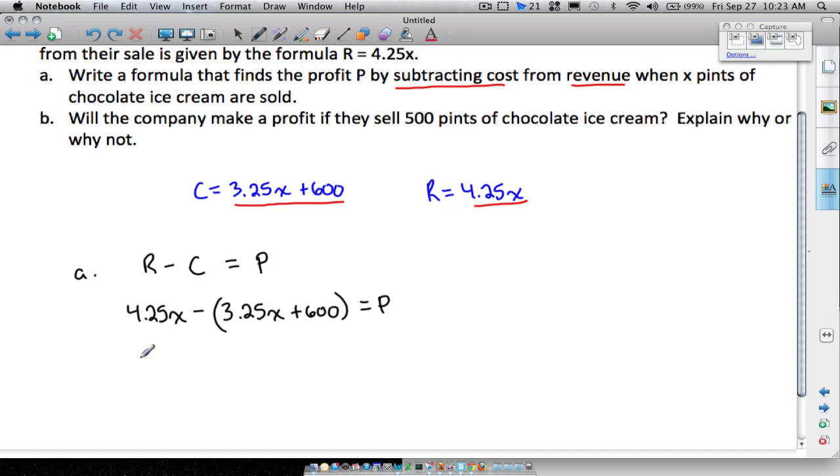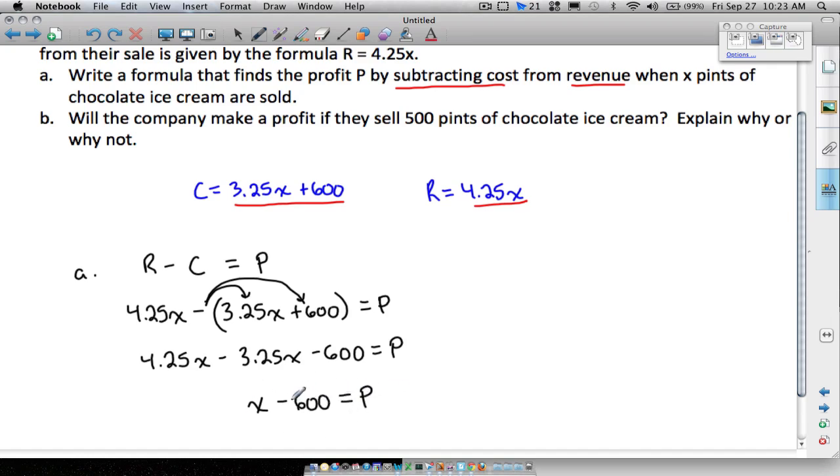So from here we have $4.25x minus $3.25x and minus 600. That's going to be equal to our profit. All I did there was distribute that negative to that term and to that term right there. Let's combine like terms. $4.25x minus $3.25x gives us just plain old 1x, or x, minus 600 is equal to P. There's our profit function. All right.